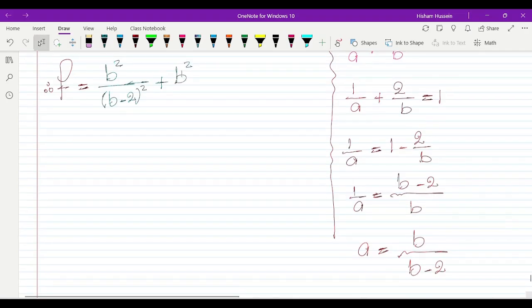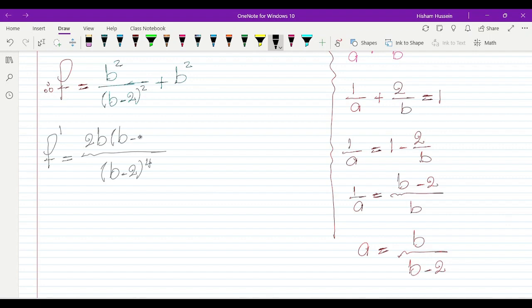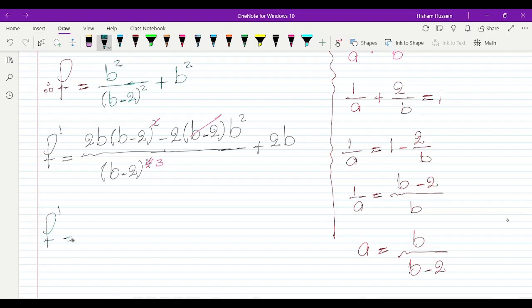Now to find the critical points, find the derivative of this function. So f dash will be, for the first term, the denominator squared, (B minus 2) power 4, times the derivative of the numerator, 2B, times (B minus 2) squared, minus the derivative of the denominator, which is 2 times (B minus 2), times the numerator B squared, plus the derivative of B squared, this 2B. From this step, we can simplify, cancelling one of these B minus 2 factors, so that B minus 2 power 4 becomes B minus 2 power 3. So f dash is the numerator, 2B squared minus 2B times negative 2 minus 4B, minus 2B squared, divided by (B minus 2) power 3, plus 2B.